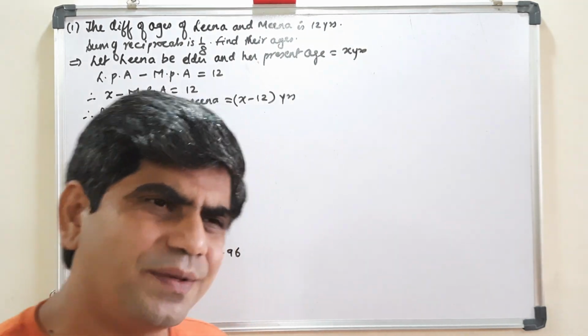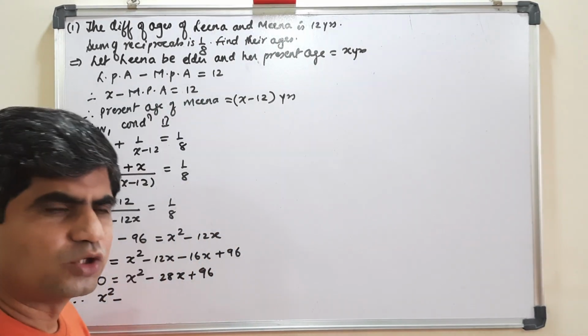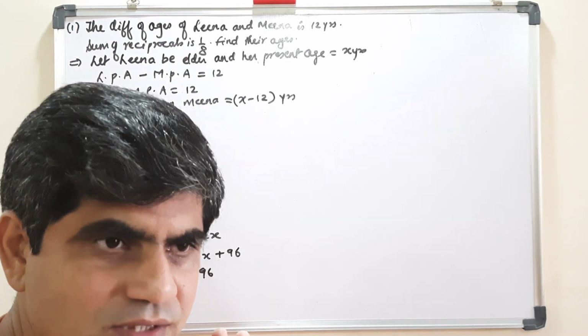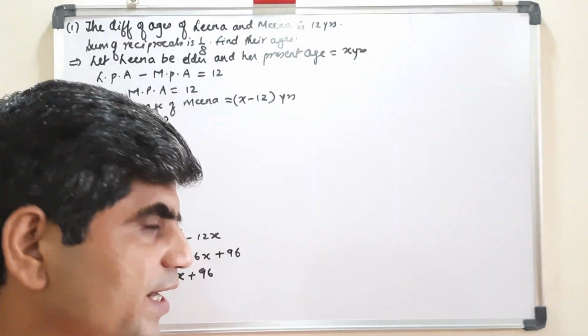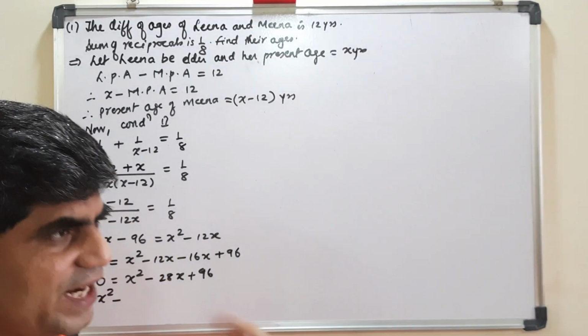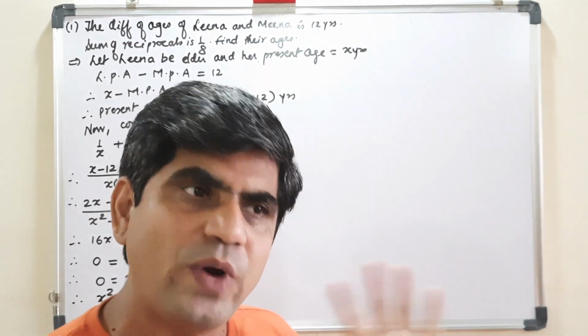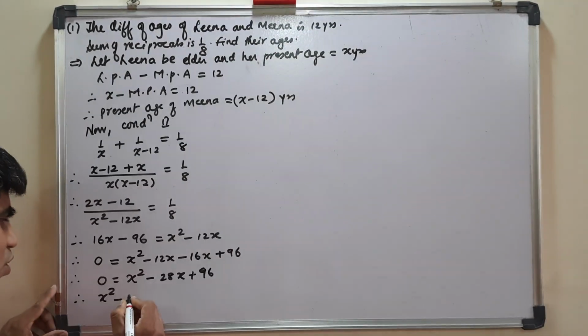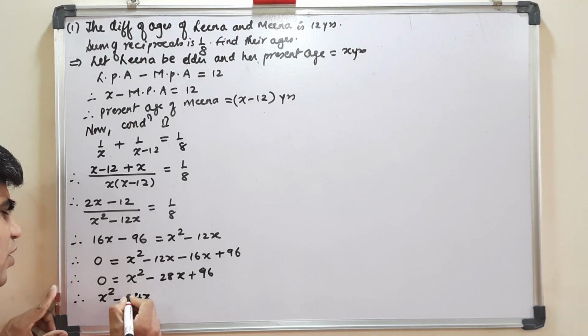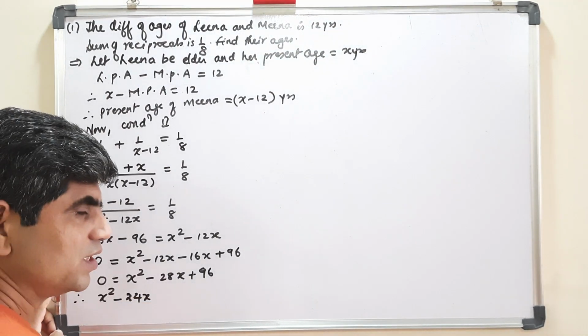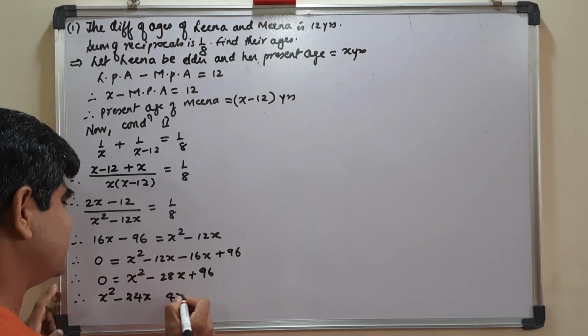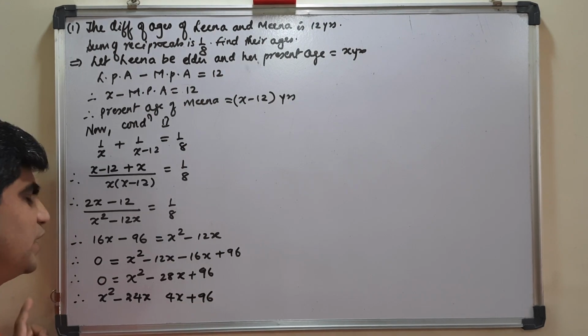Now you want the addition, huh? Addition is quite simple because the addition should be 28. 24 fours are 96, correct. So 24 and 4, and the addition of 24 and 4 will become 28. So I took the middle sign, and then I wrote the next factor, plus 96.